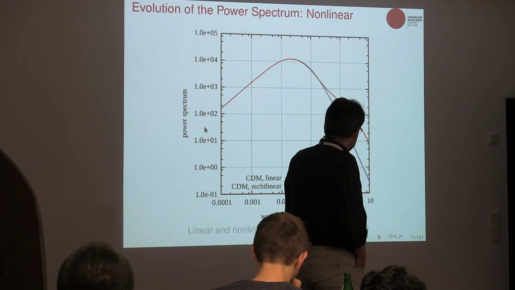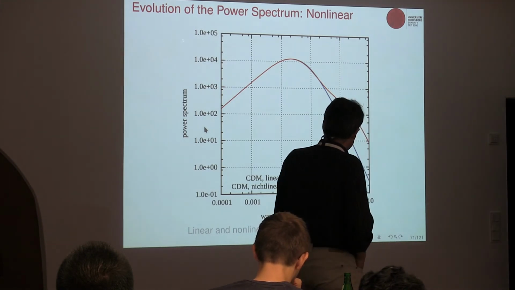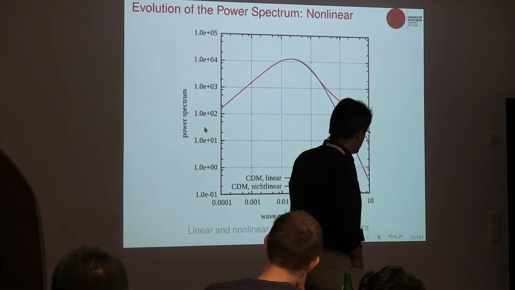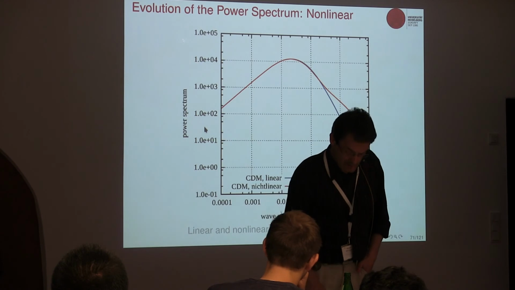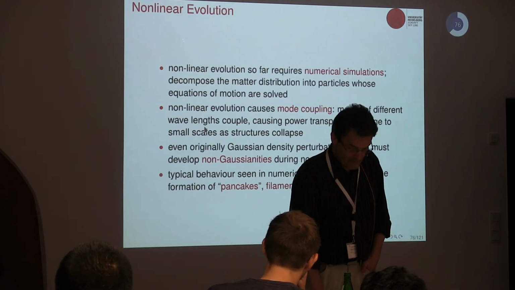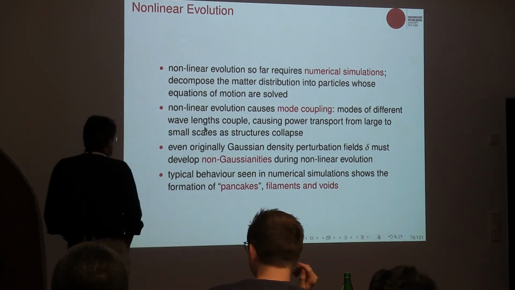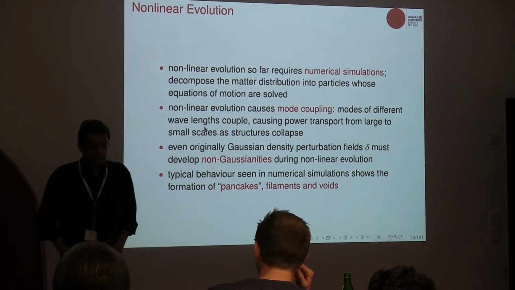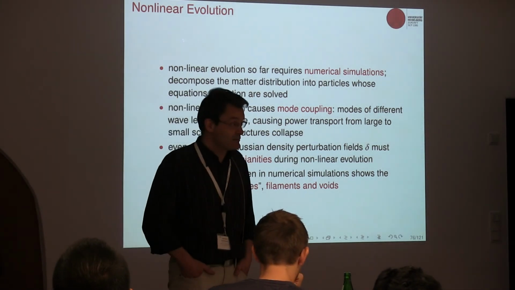So, for a long time, numerical simulations have been the only way to calculate this. Since about a year, there is an analytic way to understand this, but I will not go into detail with that. All right. So, usually, numerical simulations have been used in order to calculate the nonlinear growth of the density fluctuations because we didn't know what to do else.